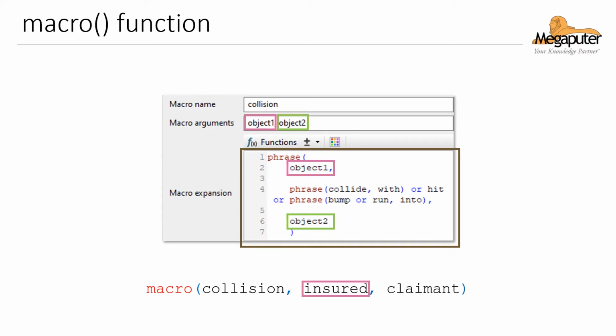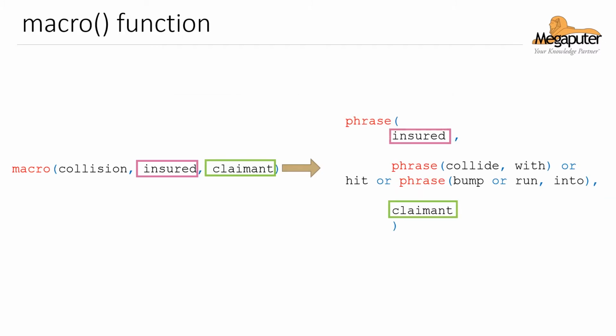The first argument, insured, will be passed as object 1 to the macro expression and then plugged in its place. And the second argument, claimant, will be passed as object 2. As a result, the expression on the right here gets substituted in place of the expression on the left.